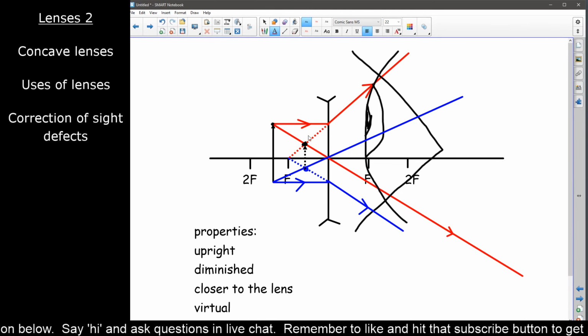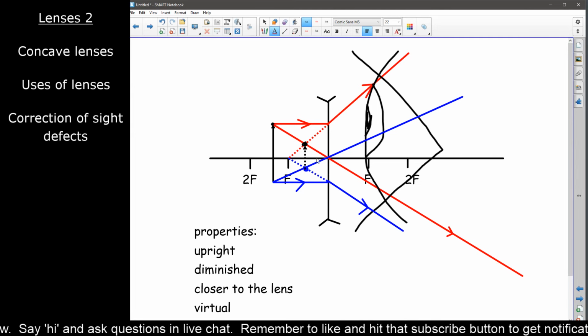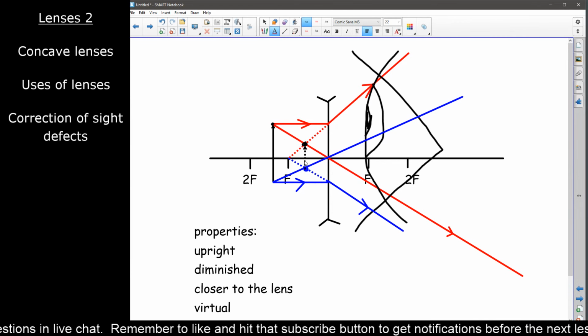So all you need to be able to do is reproduce this diagram. Likelihood is you don't need to do the blue bits. Normally it'll just be sat on the line, so you'll just have to find the top of it, and then the bottom of it will be on the principal axis again.